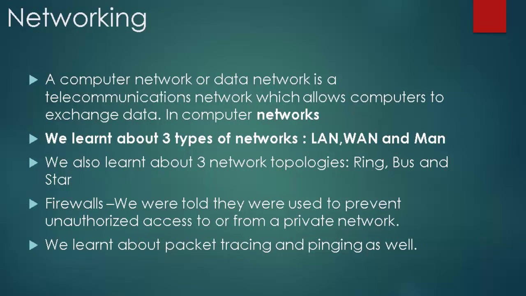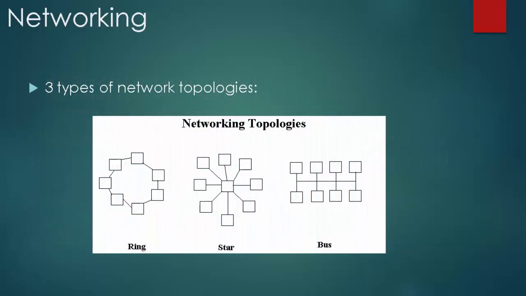Then we have networking. A network basically allows computers to exchange data. In computer networks we had three types of network and three network topologies. So we had our LAN, WAN and MAN, and bus, ring and star networks.